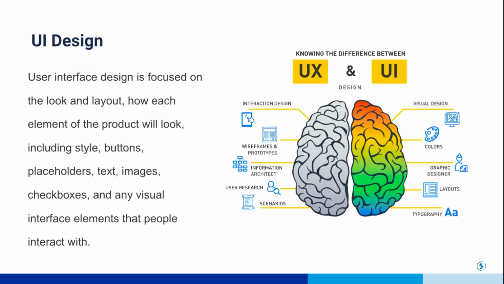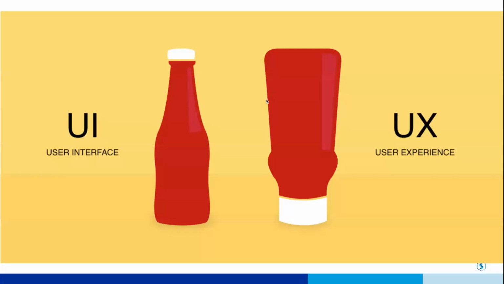Okay, and here we have another example with a capped bottle. The first one looks good, as you can see. However, the second one is more functional and comfortable to use. Okay, so in other words, we can say that UX is like the brain of the whole project, and UI is like the body or the appearance. Okay.